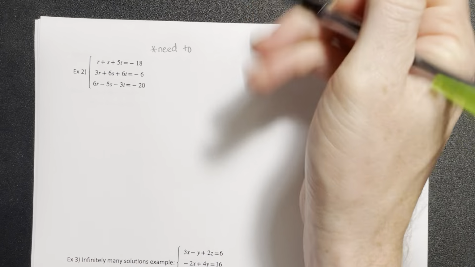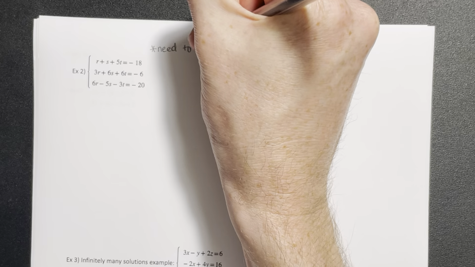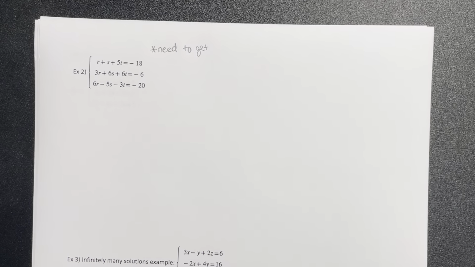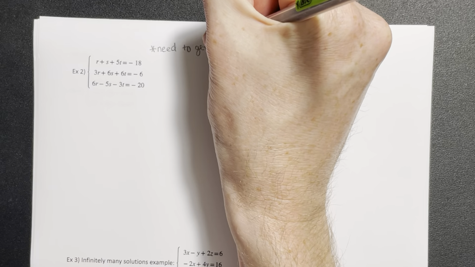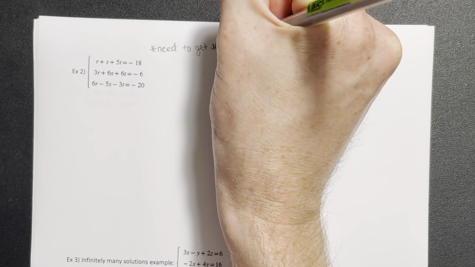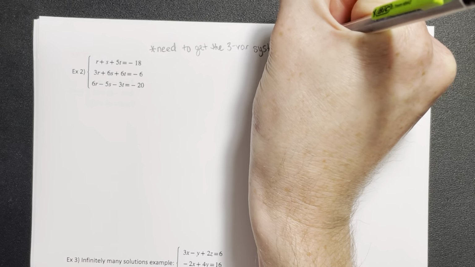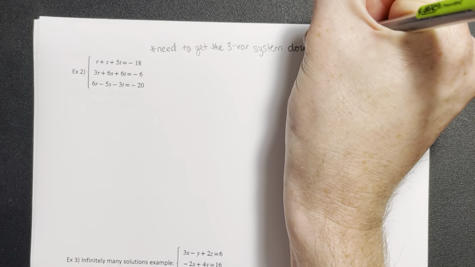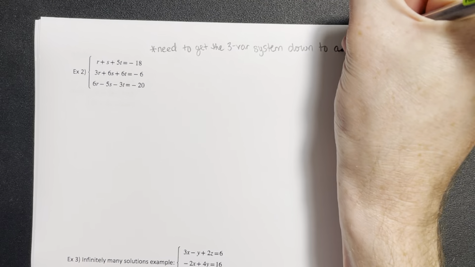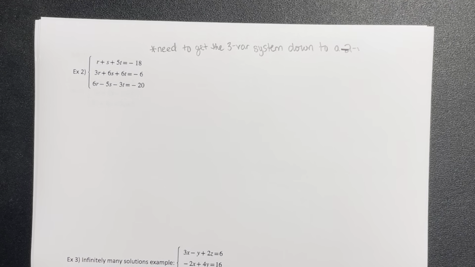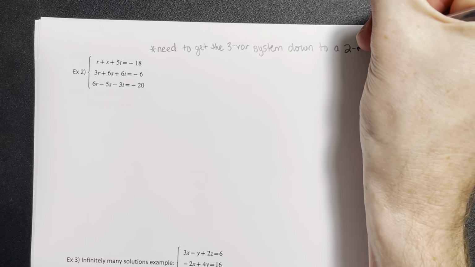When I'm teaching this, I always write that down on my notes, just to kind of give myself an idea of what are we trying to do in this whole thing. We need to get the 3-variable system down to a 2-variable system, because eventually we're taking that 2-variable system down to a 1-variable equation.